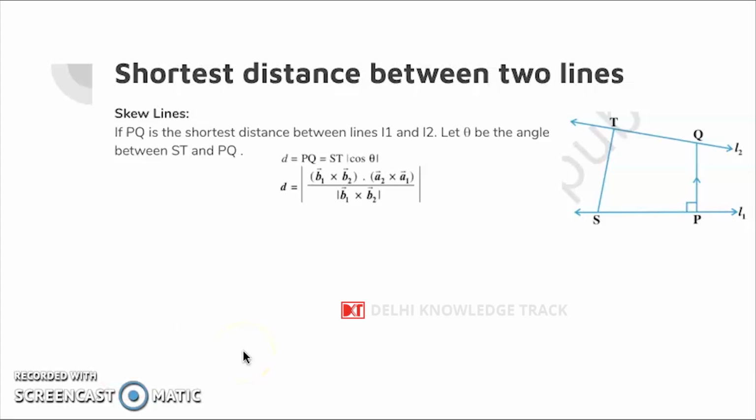When we solve this equation by substituting the value of SD cos theta, we'll get this formula: D is equal to modulus of the cross product of vectors B1 and B2, dot product with the cross product of A1 and A2, divided by modulus of the cross product of B1 and B2. Now this equation is in vector form. Let's see the equation in Cartesian form.